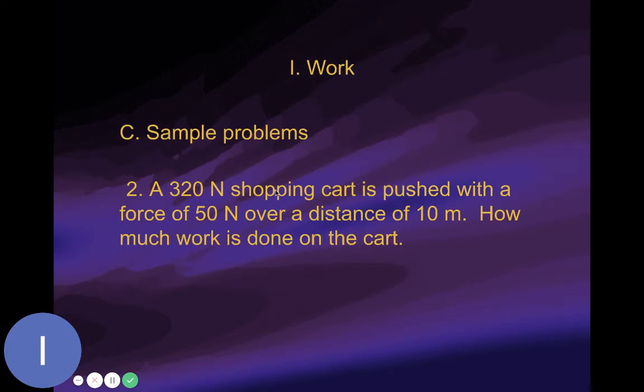So the only force that we need to be concerned with on this one is the 50 newtons and then the distance of 10 meters. So this is going to be our force. This is going to be our distance. And we know that work is equal to force times distance. So we're going to take 50 newtons, multiply that by 10 meters. And it should look something like this. So 50 newtons times 10 meters gives us 500 joules.